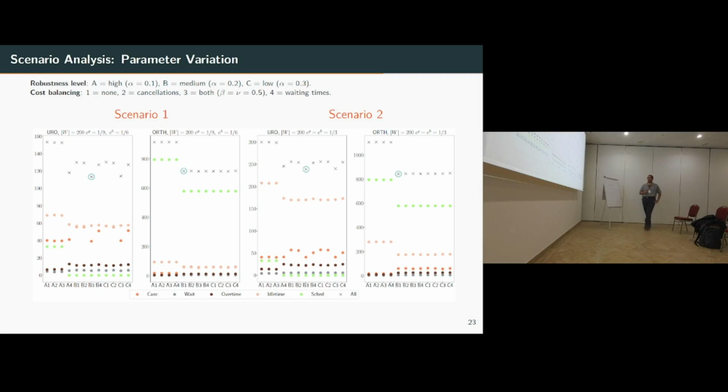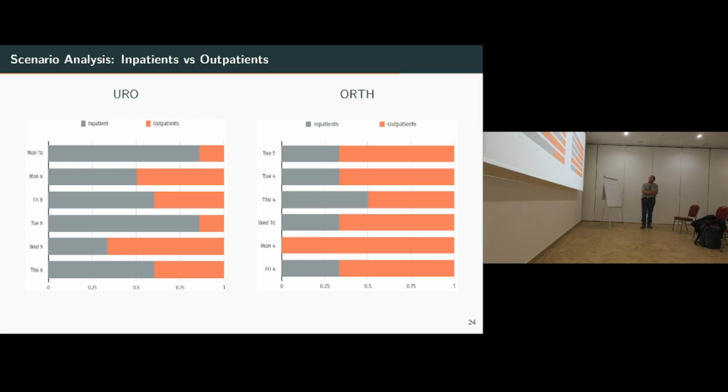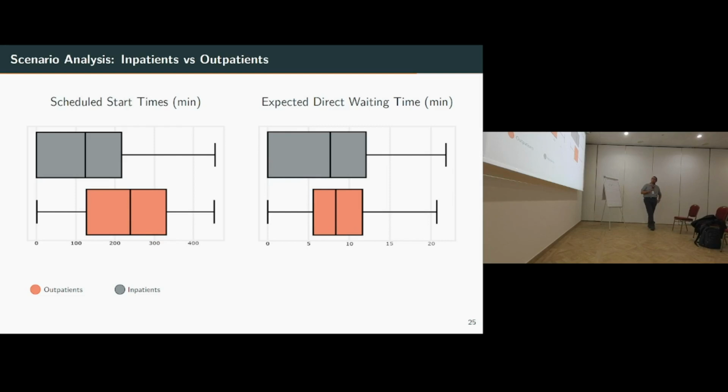this one. We also tried to answer some state-of-the-art questions. We found that inpatients and outpatients are generally mixed inside the operating rooms, so there are not inpatient rooms and outpatient rooms. We have seen that inpatients are generally scheduled before outpatients because of the higher cancellation cost. Nevertheless, they share basically the same expected direct waiting time.